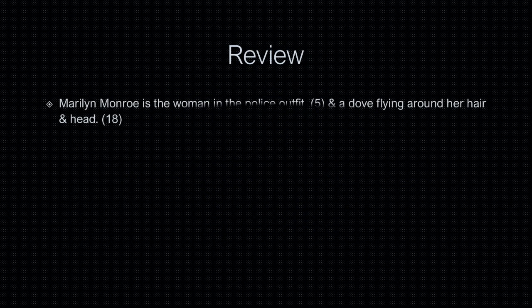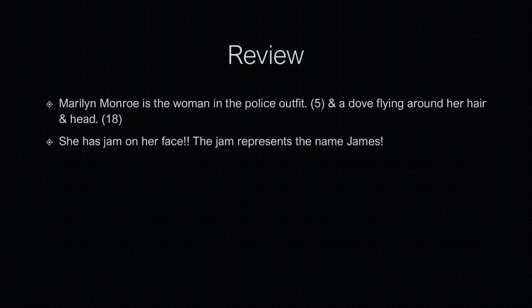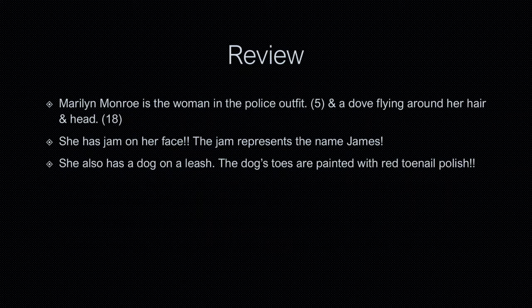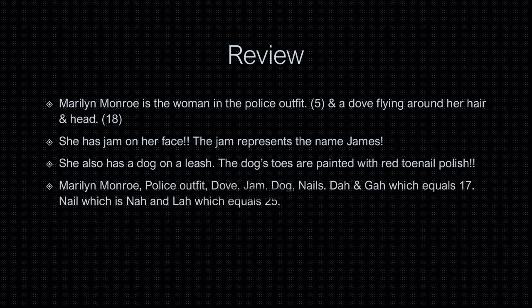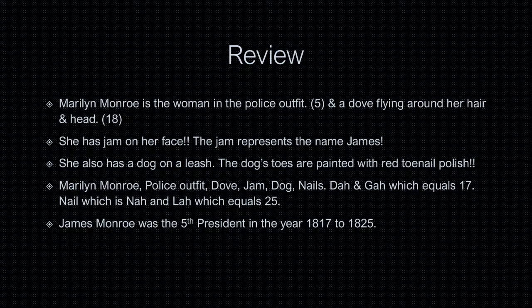Okay. Marilyn Monroe is the woman in the police outfit. There's my 5. And the dove flying around her beautiful golden head of hair, messing it up. There's my 18. She has jam on her face. Jam represents the name James. She also has a dog on a leash. Dog toes are painted with red toenail polish. Marilyn Monroe, police outfit, the dove, jam, dog, nails. Duh and guh, which represents 17. Nail, which is na and la, which equals 25. James Monroe was the fifth president in the year 1817 to 1825.